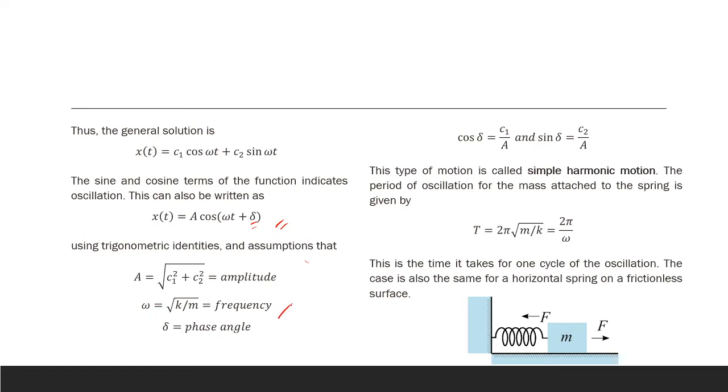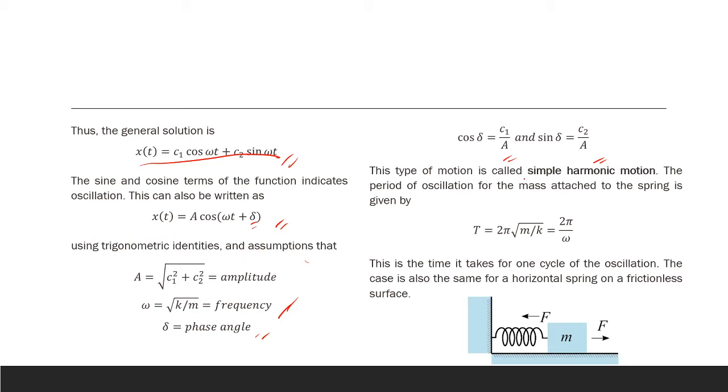Angular frequency natin is, ito dinefine naman natin kanina, square root of k over m. And this one is our phase angle. Now, cosine of our phase angle is equal to c1 over a. And ang sine naman ng ating phase angle will be c2 over a. So this is how we define it. Pero actually, for definition purposes lang to. Pero okay na tayo dito. Kasi di ba, ang aim lang naman natin is to solve for differential equation. So most of the time, titigil na tayo dito. Pinakita lang natin how it can also be expressed in a different way.